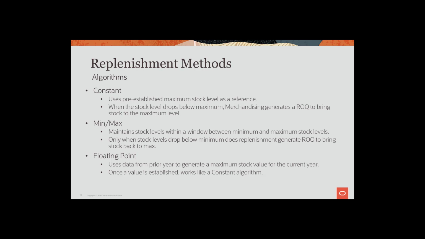Min-max is similar to the constant algorithm, but adds another layer of complexity. Instead of aiming for a constant stock level, the min-max algorithm maintains stock levels within a window between minimum and maximal stock levels. Only when stock levels drop below the minimum does replenishment generate a recommended order quantity to bring stock back up to the max. Like constant, this method would be used for slower selling items. The floating point algorithm is similar to constant, but is more complex as it makes use of historical sales data to calculate the maximal stock value.